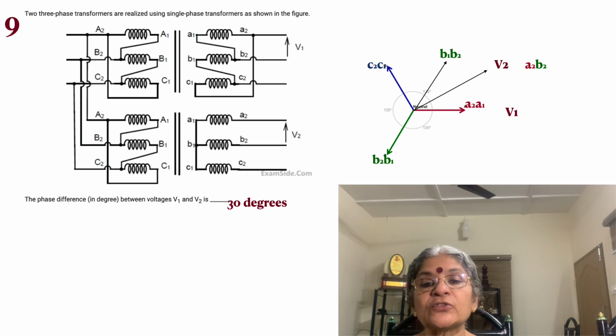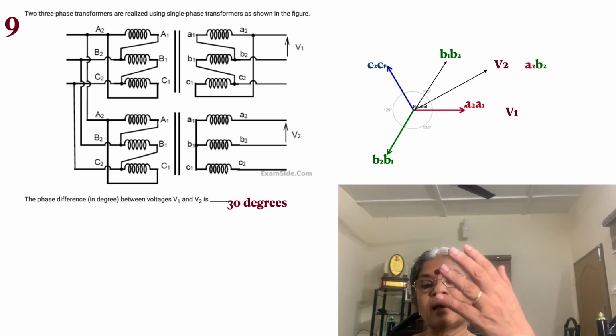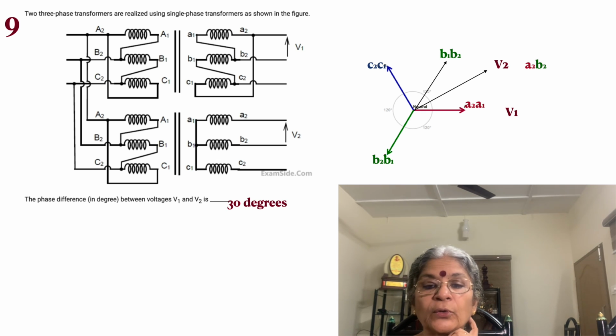Okay, and now what's the question? Two three-phase transformers are realized using single-phase transformers as shown in the figure. So we have many single-phase transformers put together, such that we have such a structure: delta on the primary side, star and delta on the secondary side. What is asked is the phase difference between voltages V1 and V2.